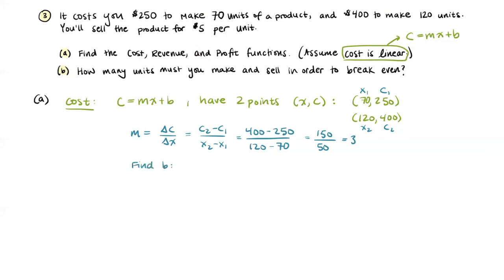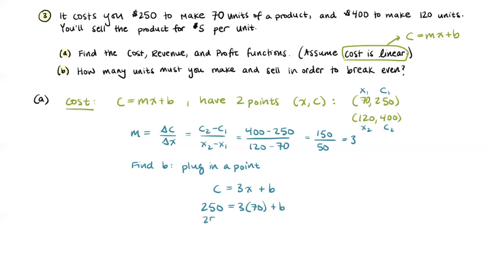Okay, I hope you remember how to do this. But all we need to do is plug in a point. Either one of the points that we have here, either this one or this one, doesn't matter which. I'm just going to use this point here because the numbers are smaller. So let's see, C equals 3x plus B. Let's make sure that you plug the points into the right spot. So the cost is 250 and X is 70. So we've got 250 and then 70.